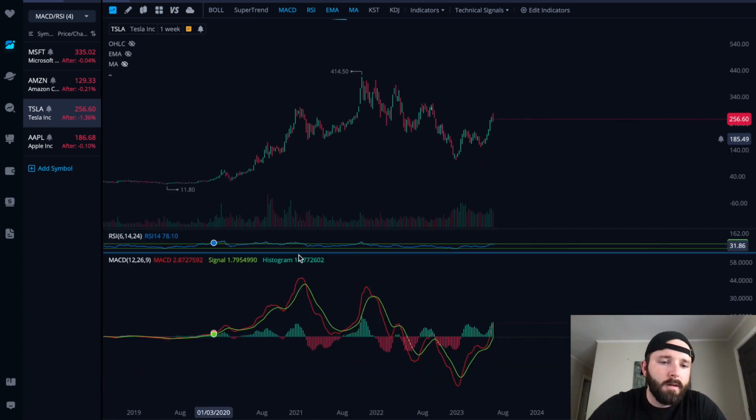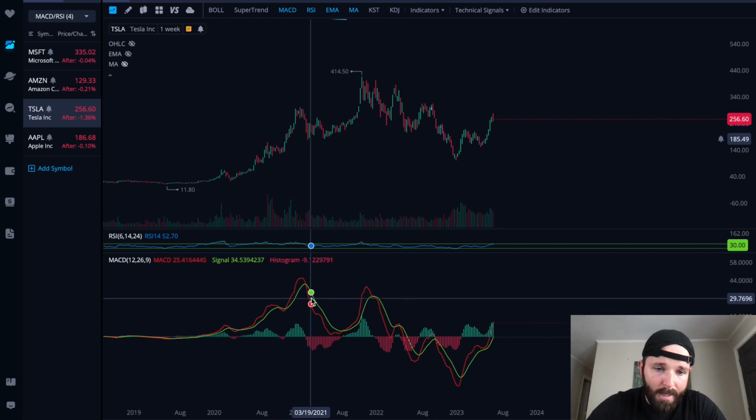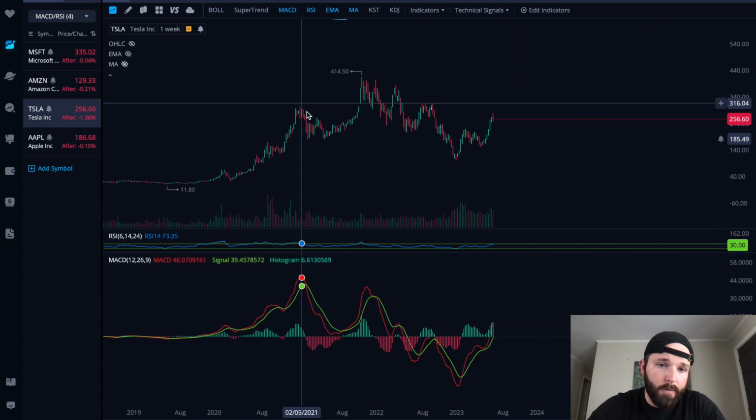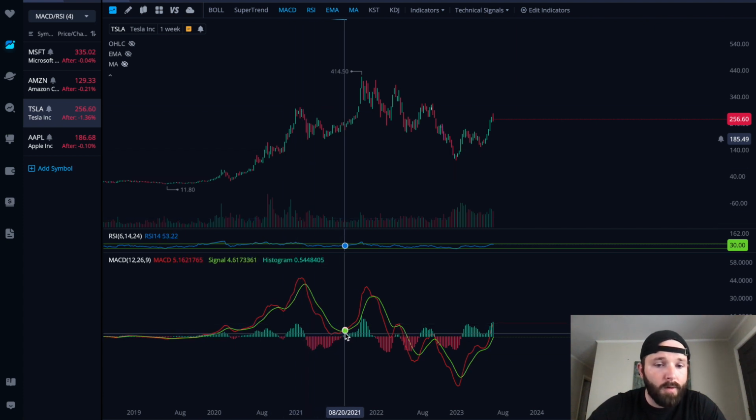So, and you could see this red line crossed the green line. The green line is the signal line. When the red line crosses the green line, it's a signal to buy or sell. So here it would have been a sell signal, and it would have been perfect. You would have made a few points off that, and here, red line crosses the green line, signal to buy.